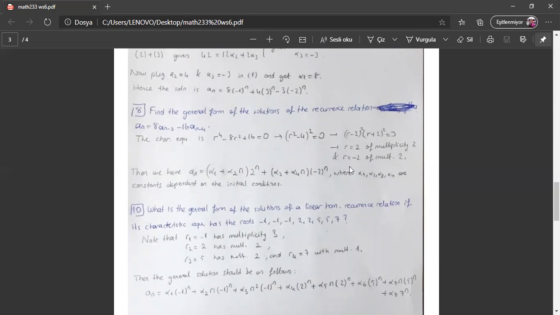For the second one, we do the same thing for minus 2. As we don't have any initial conditions, we just leave it like this, because we cannot find alpha 1, alpha 2, alpha 3, alpha 4.